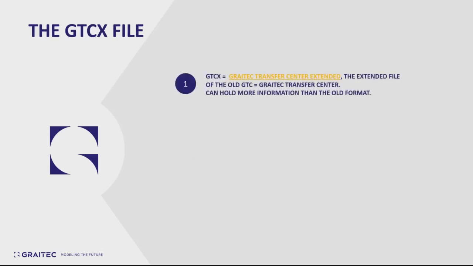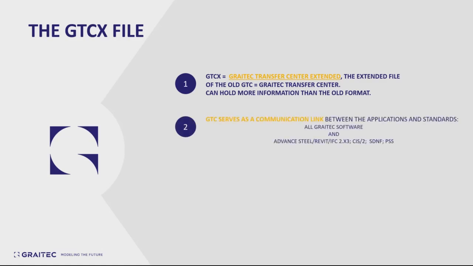The GTCX, so what is the GTCX file? The GTCX basically comes from the abbreviation of Grytec Transfer Center Extended, and it is the old GTC, and basically it's new because it's able to hold more information than the old one. The Grytec Transfer Center, GTC, is a communication link between applications and standards. So we have Grytec software and we have other software, Advanced Steel, Revit, standards like IFC, SDNF, and others. So this GTC is a communication link between them.